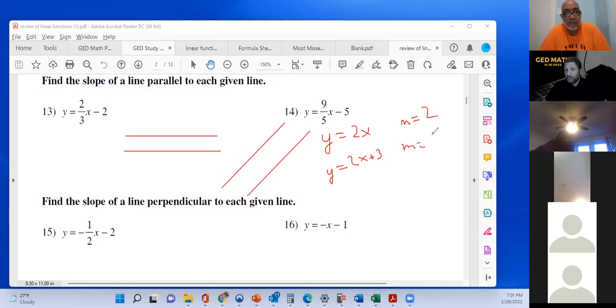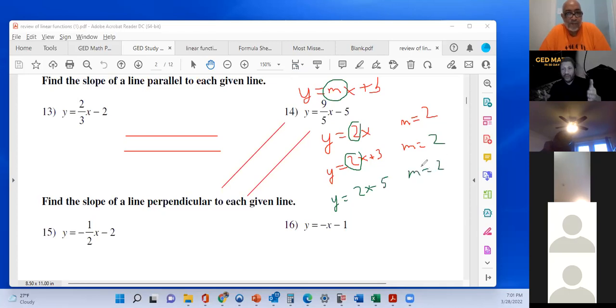Because you got the 2, the x is always 1. Remember, this is slope-intercept form. Whatever's in front of the x is your slope. So here, it's just 2. Here, your slope is 2. y equals 2x minus 5. What's my slope? 2.